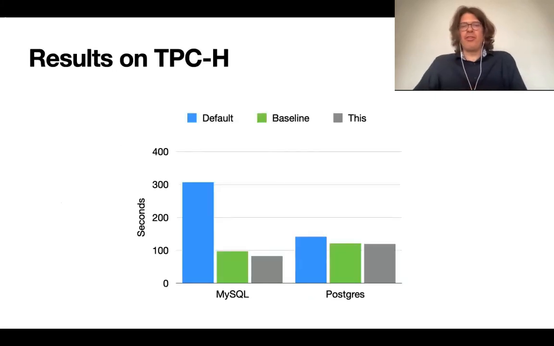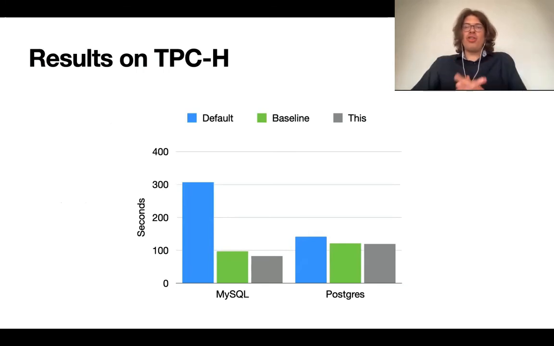Those are the results for TPC-H. We are comparing the default settings, the recommendations by the baselines, and this approach using automatically extracted tuning hints. And as we see here, the approach improves very significantly over the default settings, and it also still improves a bit over the baselines, which seems promising.